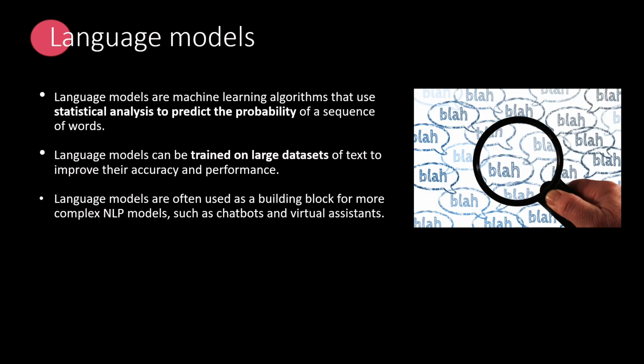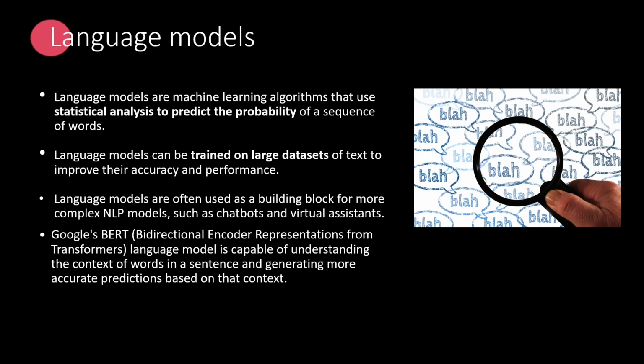So language models are often used as building blocks of more complex natural language processing models, or NLP models, such as chatbots and virtual assistants. So the chatbots that we are talking about today, like ChatGPT or Bing AI, and virtual assistants like Google and Amazon Alexa, are using those NLP models. And Google's BERT, bidirectional encoder representation from transformers language model, is capable of understanding the context of words in a sentence and generating more accurate prediction based on that context.